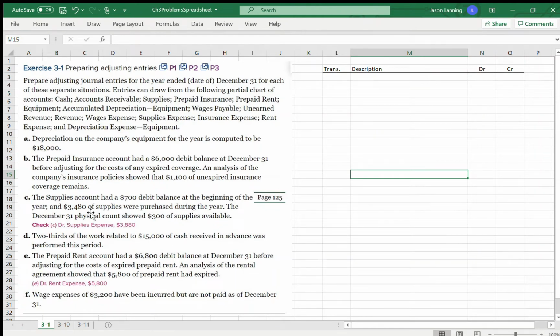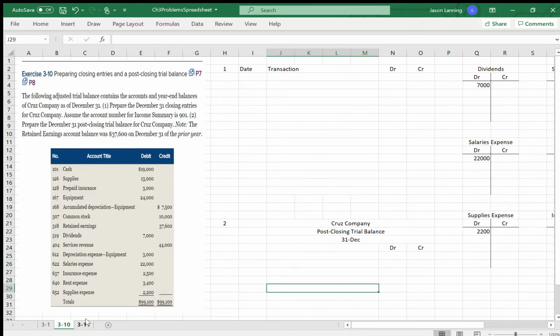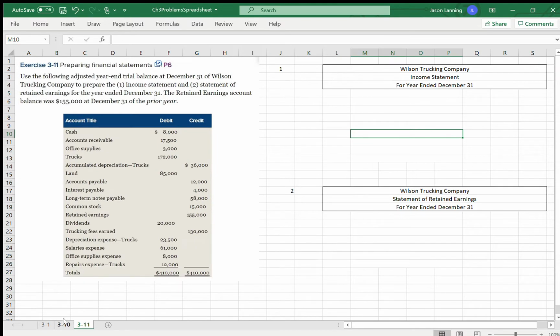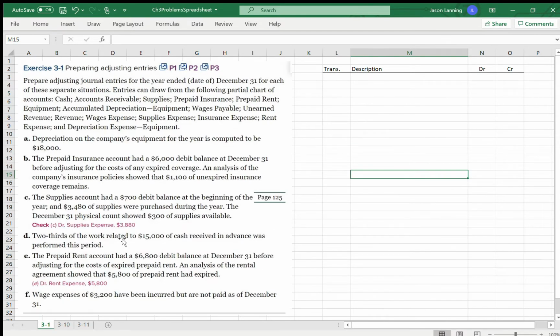Okay, some sample problems this week relating to Chapter 3. And these are from, again, the end of the text, the end of Chapter 3. The first one we're looking at here deals with adjusting entries, and then I believe we look at one for closing entries, and then one with regards to financial statements.